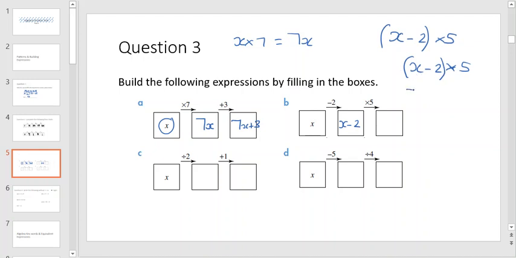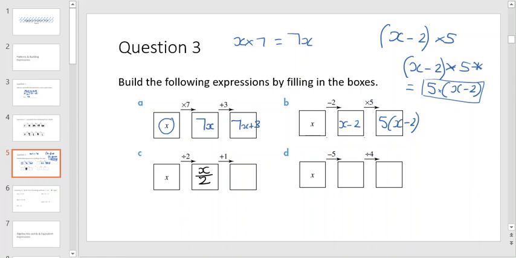Now, in algebra, we write this as 5 bracket x take away 2. If you had this as your answer, that's still correct at this stage, but try and write it in this form here, and we know there's an invisible times there. So in our final box, you should have had 5 bracket x take away 2, and that bracket is very important. Now with C, we've got x divided by 2. Now, when we write division in algebra, we write it in fraction form. So x divided by 2 should be written like that. And then we plus 1.